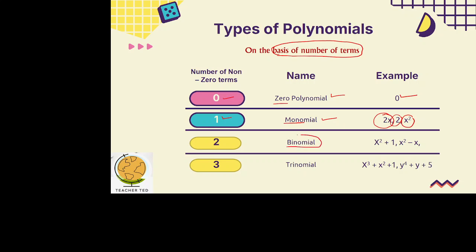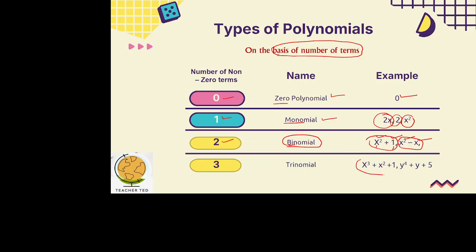Similarly, binomial, as the name indicates, bi means 2. We observe here in this example, there is one term and there is another term. And in this example also, there is a first term and a second term. We can say there are two terms in these two examples. The number of non-zero terms is 2, and we can call it a binomial. What are these non-zero terms? x square is one term and 1 is one term. You observe here there is no 0 here.